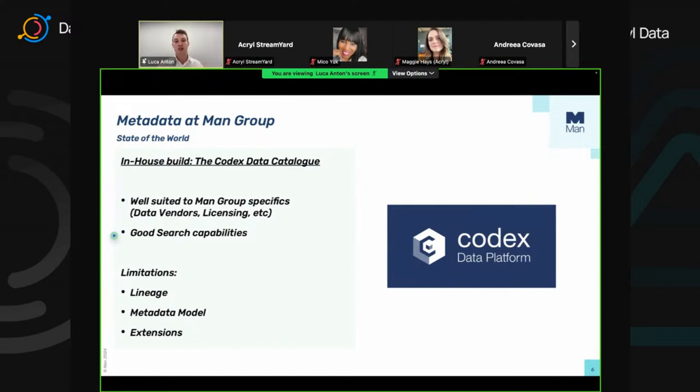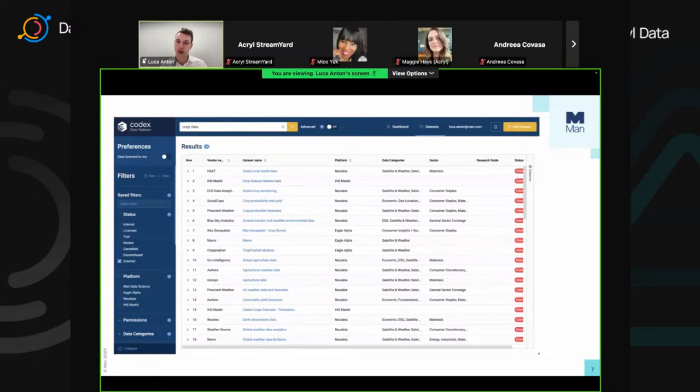In order to satisfy those requirements, we built our own catalog, which is called the Codex Data Catalog. I'm actually part of the Codex Data Platform team, as it so happens. It's very well suited to our Man Group specific needs, for example, modeling data vendors that I mentioned before, or modeling the licensing status for a particular data set. And it really has good search capabilities as well. So it's useful when you want to go and search for particular data sets. Let me just show you. This is roughly how it looks.